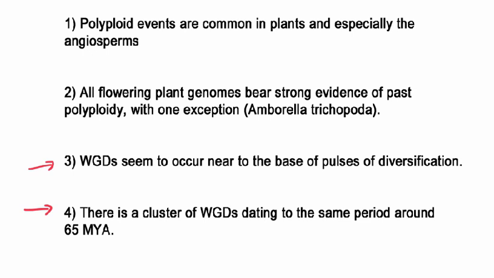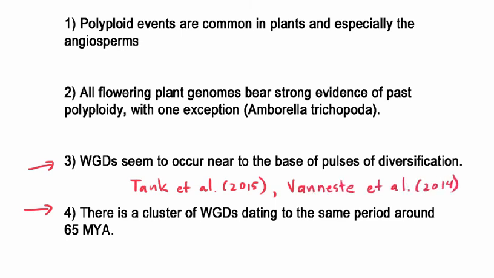Now, the foundational work on gene duplication as an important phenomenon for evolution was Ohno's book, Evolution by Gene Duplication, published in 1970. Two other studies, Tank et al. in 2015 and Van de Peer et al. in 2014, provided the impetus for my decision to include this topic at all. It's because of their findings that directly connect whole genome duplication to angiosperm radiations through their history, and particularly at the Cretaceous-Paleogene boundary.